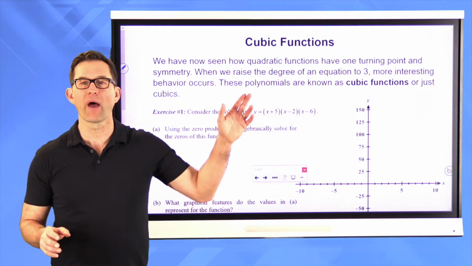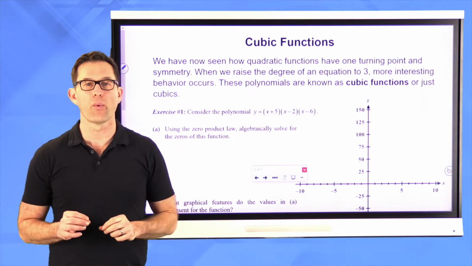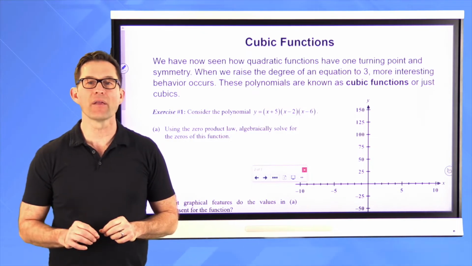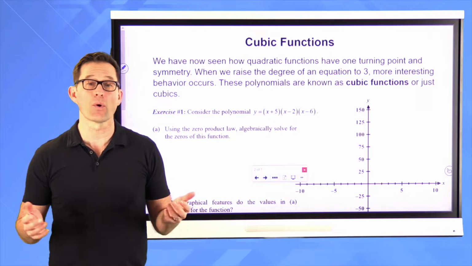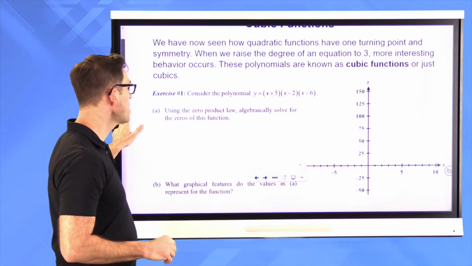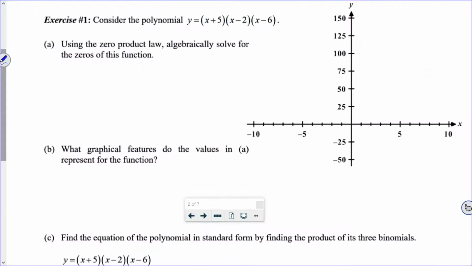We've now seen how quadratic functions have one turning point and symmetry. When we raise the degree of an equation to 3, more interesting behavior occurs. These polynomials are known as cubic functions or just cubics, which is kind of a cool name. So let's take a look at a cubic polynomial, exercise number 1.